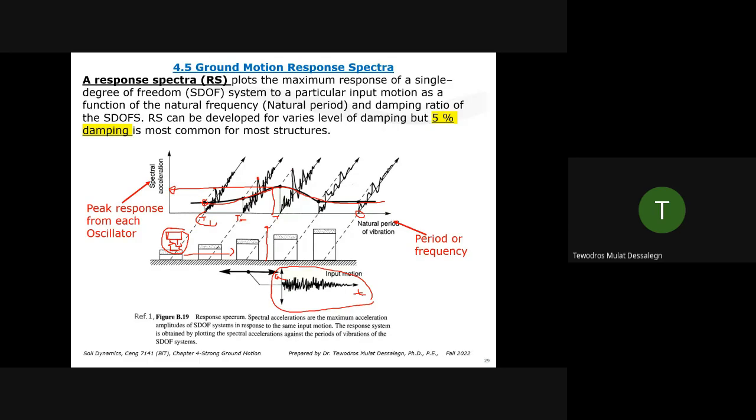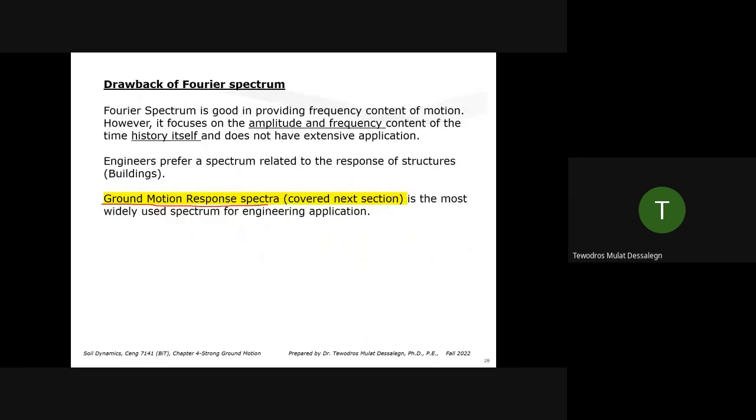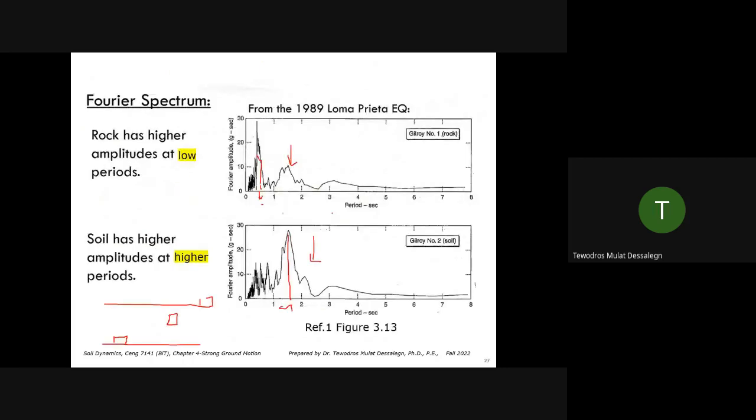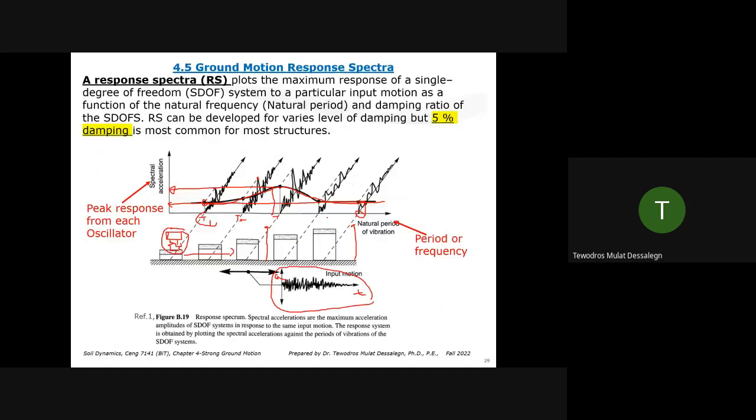If somebody gives you a very tall building somewhere here, you can compute that period. With the period, you can go to that spectrum and get that acceleration and use that acceleration for design. So this is also in frequency domain, but related to our structures. That's why this is a much better application for civil engineers than the Fourier spectrum. Is that clear?